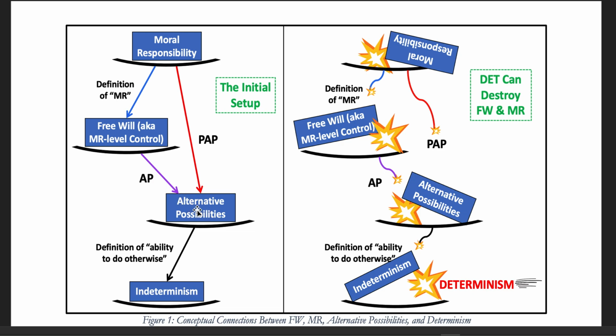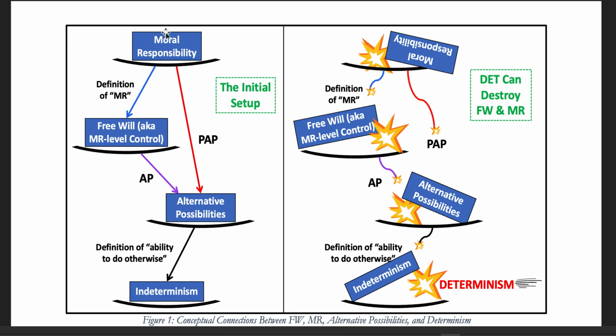But some people think alternative possibilities require determinism to be false. It requires indeterminism. And they do that by just saying, look, that's just what it means to have the ability to do otherwise. It means you can't be determined. You have to have some open future in front of you. And again, we talked a little bit about classical compatibilists and the conditional analysis. We're going to set that aside for now. Just the idea here is that alternative possibilities requires indeterminism.